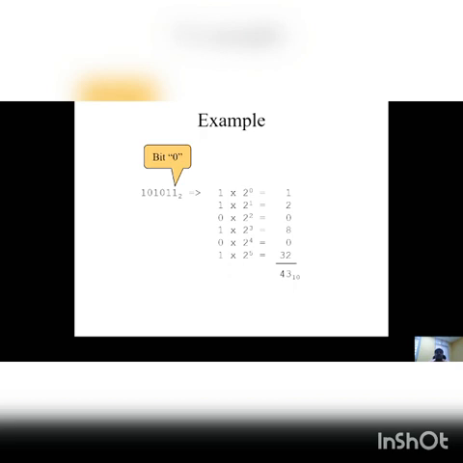1 into 2 to the power 1 equal to 2. 0 into 2 to the power 2 equal to 0. 1 into 2 to the power 3 equal to 8. 0 into 2 to the power 4 is 0 into 16, that is 0. And 1 into 2 to the power 5 equal to 1 into 32, that is 32. 1 plus 2 equal to 3. 3 plus 8 is 11. 11 plus 32 equal to 43. So 43 is the decimal equivalent to 101011.